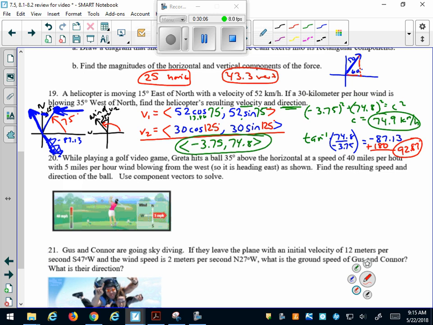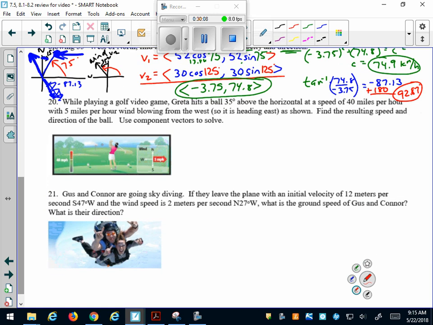Okay? All right. Golf video game. Greta hits a ball 35 degrees above the horizontal at a speed of 40 miles per hour. So again, we've got 40 cos 35. This is with the horizontal, so I don't have to worry about changing this one into a different angle measure than they give me, because they're giving it to me with the horizontal.